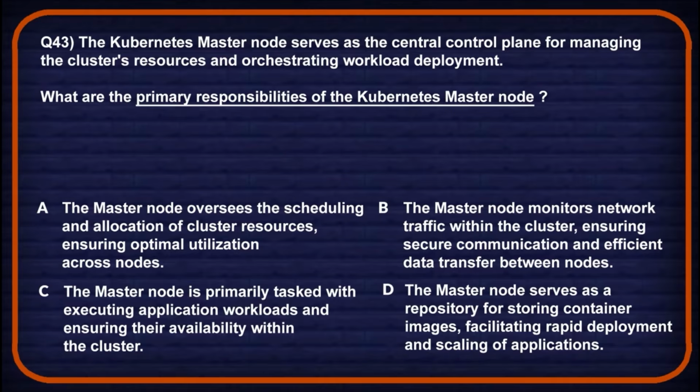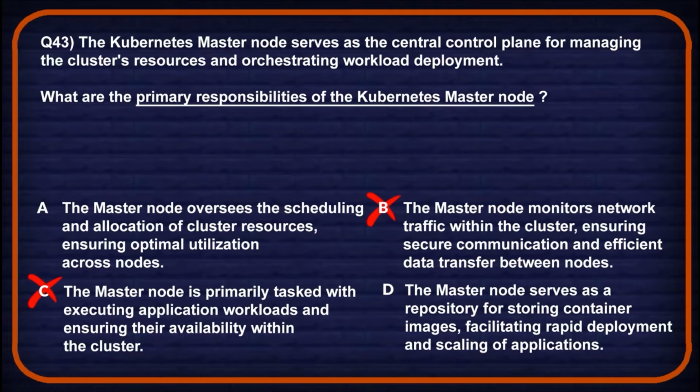The master node monitors network traffic within the cluster, ensuring secure communication and efficient data transfer between nodes. Network traffic monitoring is handled by network plugins and policies, not by master nodes itself. So option B, again a wrong choice. Moving on to option number C. The master node is primarily tasked with executing application workloads and ensuring their availability within the cluster. Application workloads run on worker nodes, not master nodes. So option C, again a wrong choice.